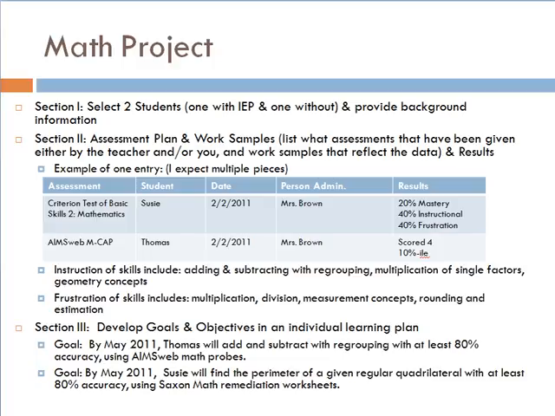Section 1, you must select 2 students. I highly recommend you select 2 students that are in the same classroom because it'll make your life a lot easier. One has to be on an IEP and one can be without. Provide me background information. I don't necessarily want demographic information about the student. I really just need information such as things they're interested in, preferences, grade level, how they've done in math in the past, etc. Just give me some information on this kiddo's past, which might indicate needs or how you will change your lesson plans for the future. So please include all of that.